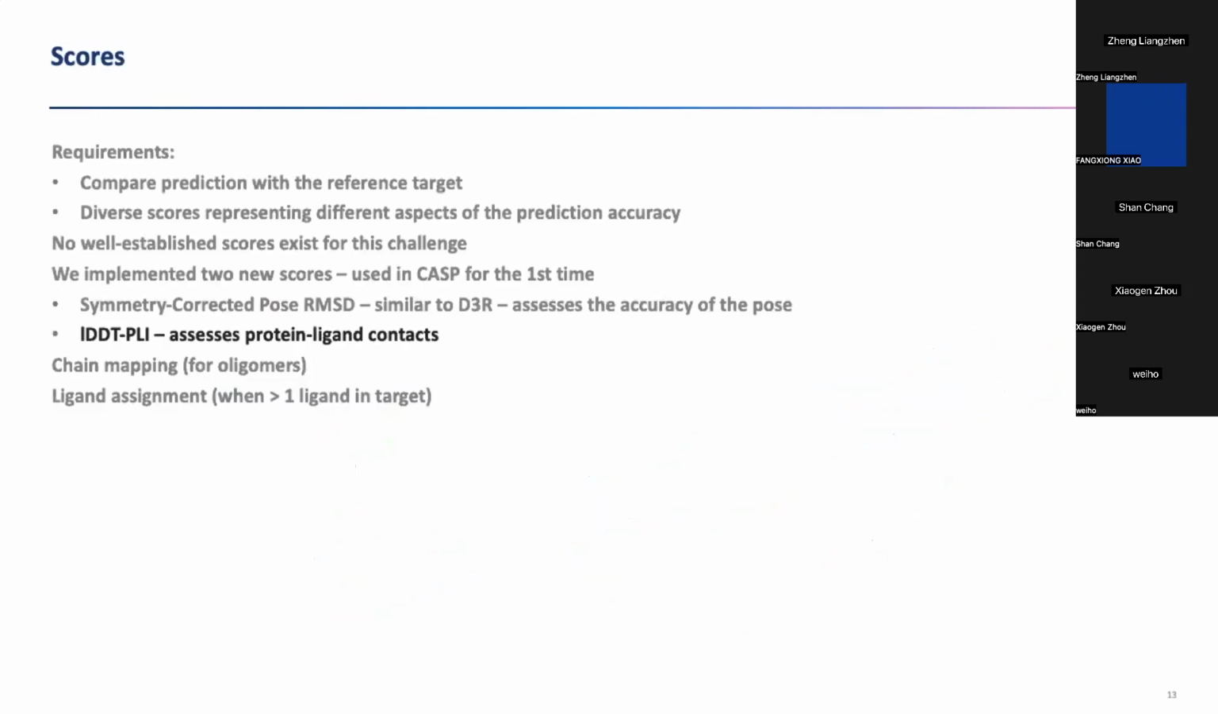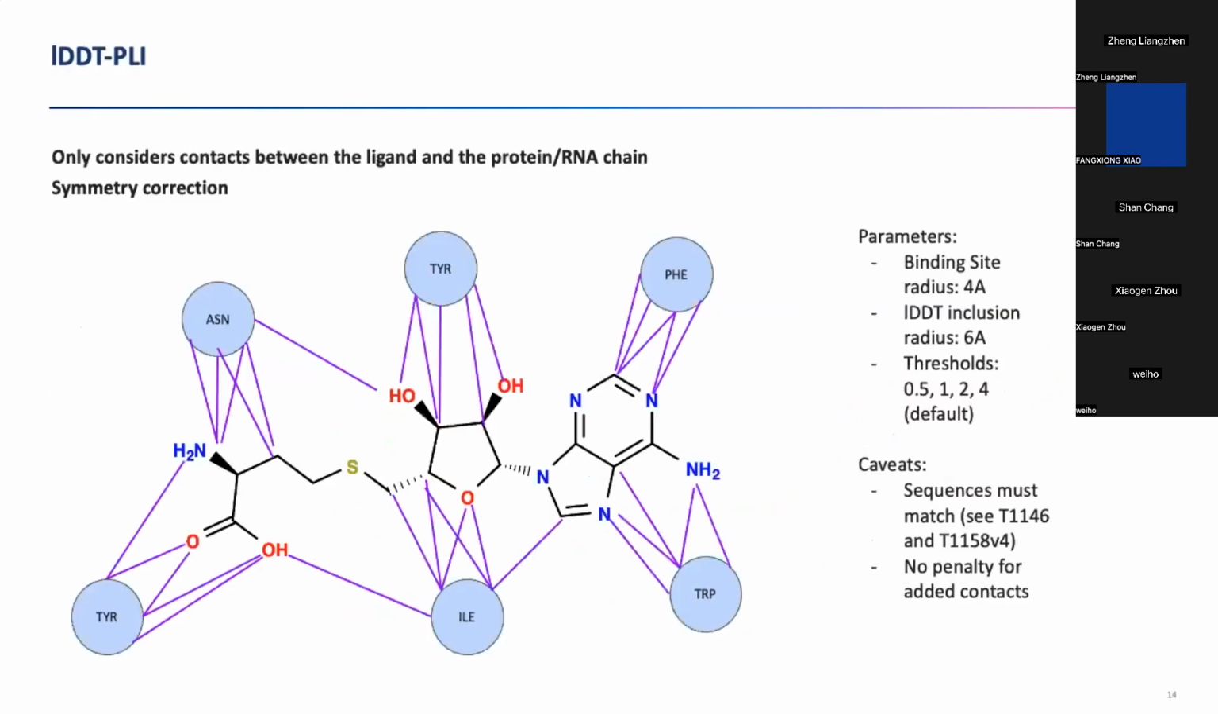The second score we designed is actually completely new and looks at protein-ligand interactions. It's basically a variation of the LDDT score. You all know the LDDT score, which looks at contact conservation, starting from the targets. Here we only look at contacts between the binding site residues and the ligands. So that's a rather small number of contacts. There's a few parameters. I'm not going to go into details.